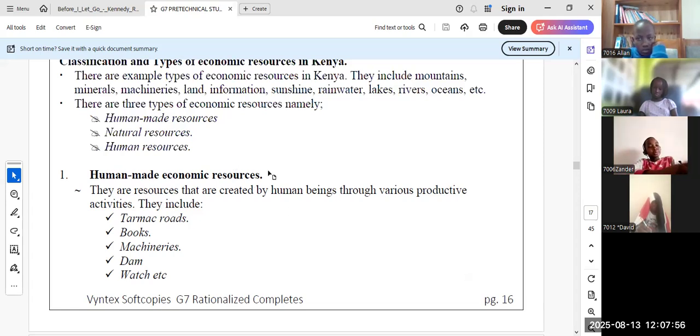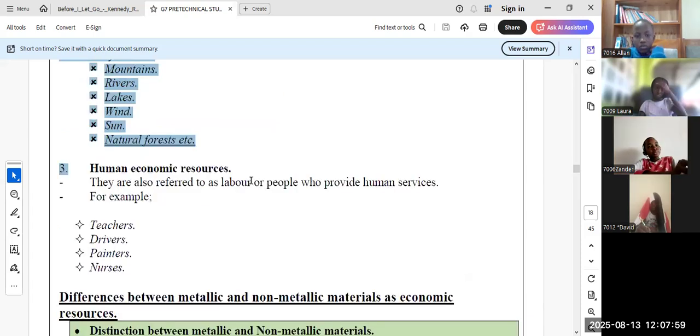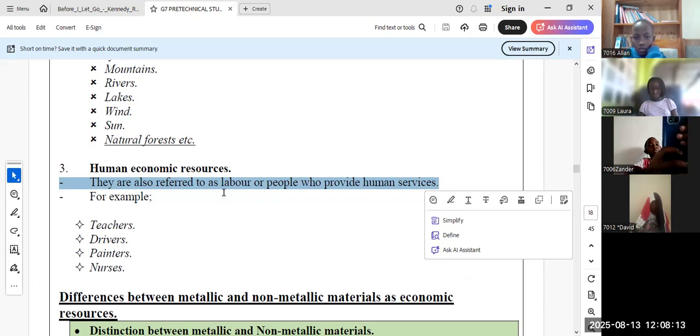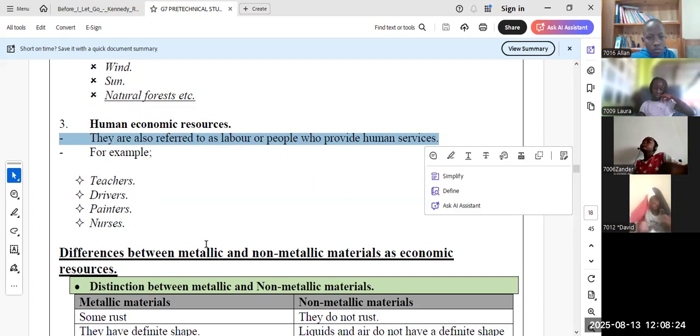But now we have this one, human economic resources. These ones, they are also referred to as labor or people who provide human services. So anytime you come across, give 2 examples of human economic resources, just know these are the people or these are the labor. Human beings who provide human services. We have so many examples. We have teachers, drivers, painters, nurses, doctors, chefs, any human being who provide human service. We call those ones human economic resource.